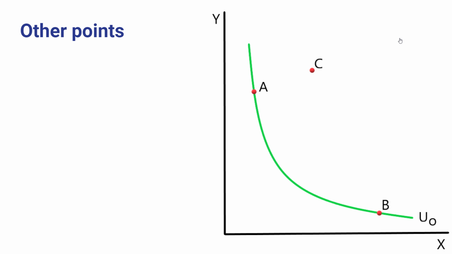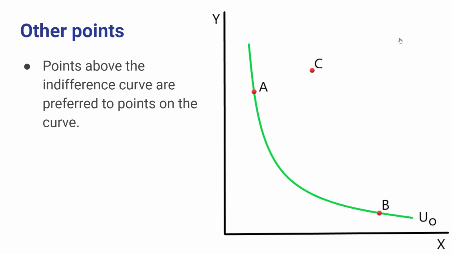And we can also compare point C and B, because even though point C has less X and more Y, we know that points A and B provide an equivalent amount of utility. Since point C is preferred to point A, point C must also be preferred to point B. The basic point is that any point that lies above and to the right of an indifference curve will always be preferred to any point on the curve.